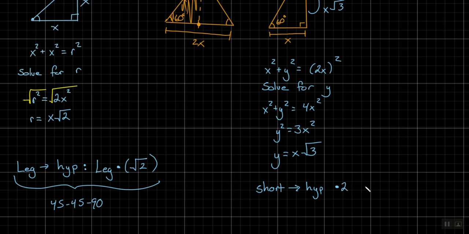Times 2. What if we wanted to go instead from the short to the other side? The short to the long. If we look at, and it's kind of hard to see, but I can see it still here. I'm going to let you guys catch up because I can already feel that I'm speaking and writing too fast. If I have a length of x on that bottom side, what do I multiply by to get to the long side? Root 3. So we just multiply by root 3.